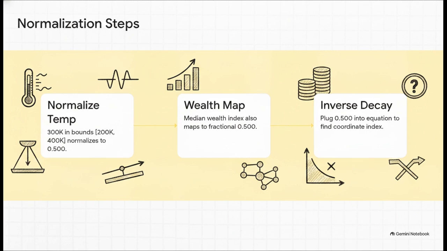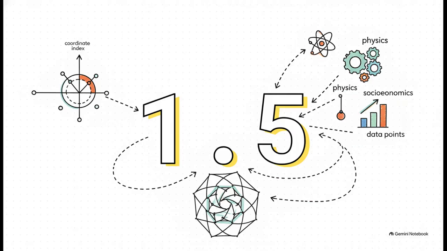Step 2. Now take an economic network and normalize a median wealth index. Guess what? This also yields a fractional coordinate of 0.500. Step 3. By converting these wildly heterogeneous physical and socioeconomic variables into fractional shifts that are strictly bounded between 0 and 1, we completely bypass that MSE contraction bias we talked about earlier. Both thermal energy and economic wealth literally yield the exact same fractional coordinate. And when you solve that inverse decay equation, it maps both of them directly to this specific coordinate index, m equals 1.5. In the language of geometry, this translates to a parameter b of exactly 3/4.